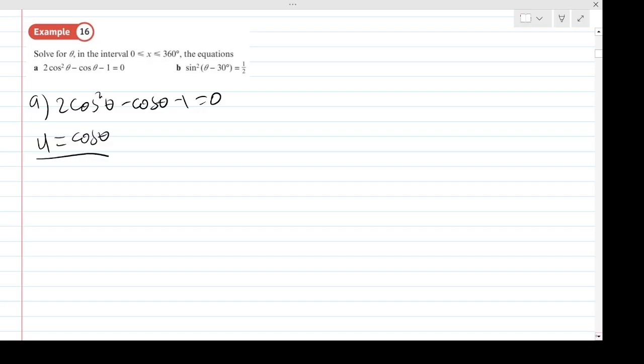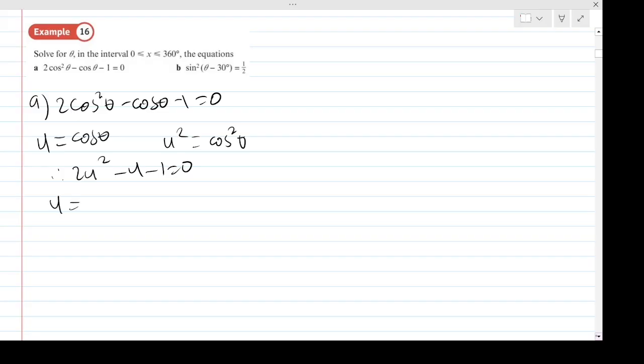Because if u is cos theta, then we could say that u squared is cos squared theta, if we just square both sides. Therefore, 2 cos squared would be 2u squared, right? And then minus cos theta would be minus u. And then minus 1 equals 0. And now that is a quadratic I know how to solve very comfortably, right? I can use whatever I want. Let's just use the formula, right? Actually, I think it's the same quadratic we did at the start, but let's just solve it again.